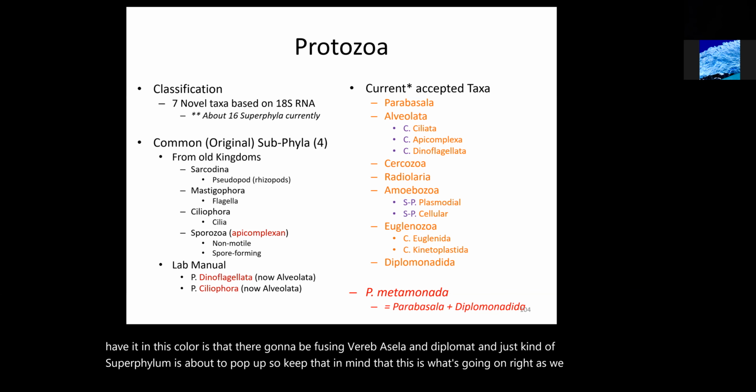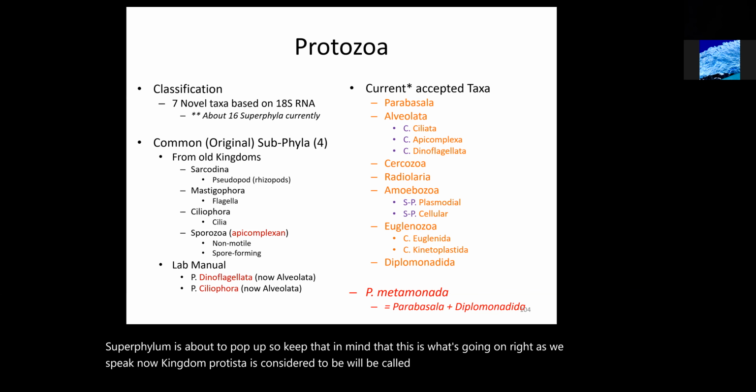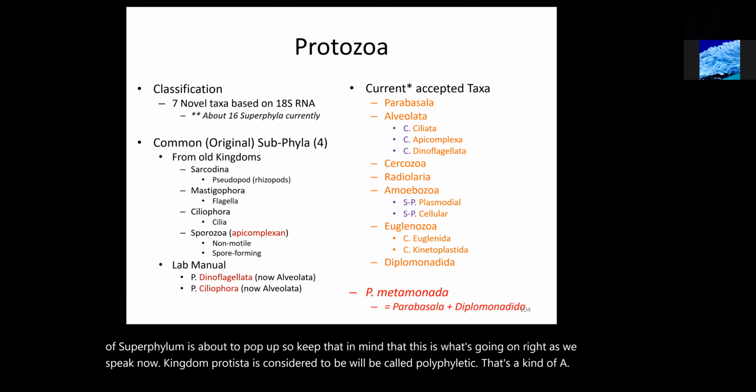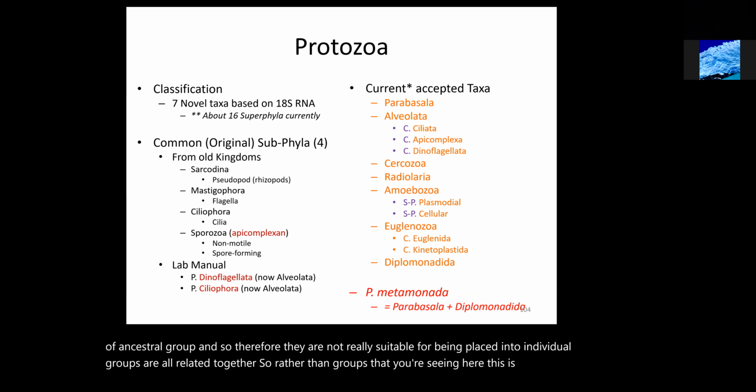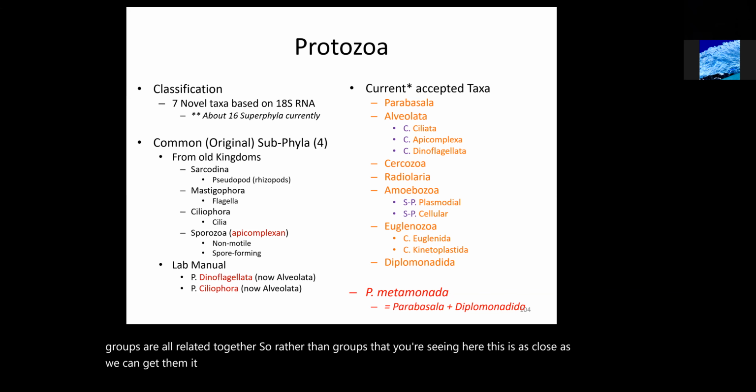Now, kingdom Protista is considered to be what we call polyphyletic. That's a very evolution and scientific term that more or less means that this group of organisms is derived from more than one common evolutionary ancestor, or at least in some sort of ancestral group. And so therefore they're not really suitable for being placed into individual groups. They're all related together. So rather, the groups that you're seeing here, this is as close as we can get them, but it doesn't necessarily mean that they're directly related, especially in the way that I have them ordered as well. So keep that in mind.